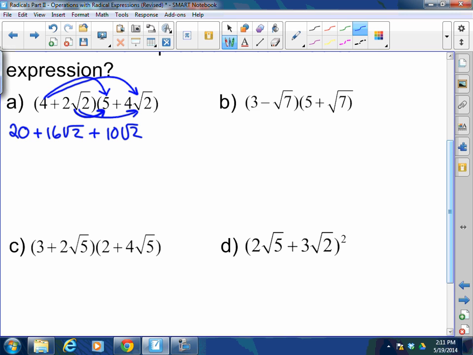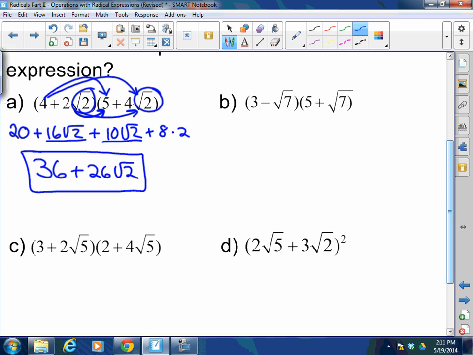Close. What's 2 times 4, guys? 8. What's square root of 2 times square root of 2? 2, right, guys? So this is 20 plus 16, 36. And 16 square roots of 2 plus 10 square roots of 2 is 26 square roots of 2. I just added like terms. 8 times 2 is 16. 16 plus 20 is 36. Thank you.